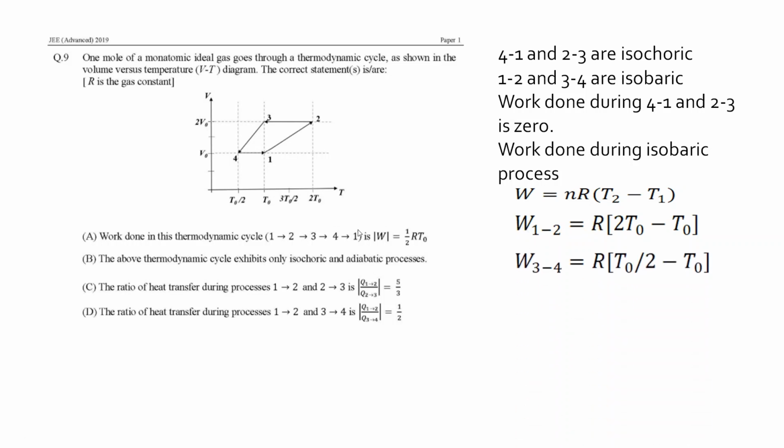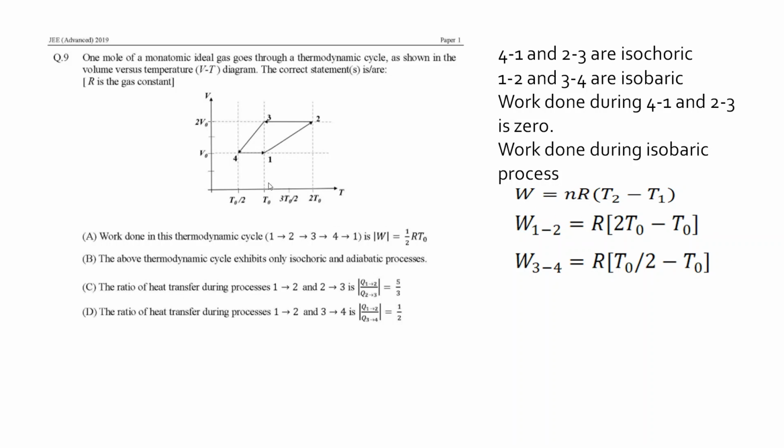Now work done during 3 to 4. Again R into the final minus initial temperature: the initial temperature is T0 and the final temperature is T0 by 2. So you see that the work done during this process is negative, and it is equal to minus R T0 by 2. Now this is something which you can understand from the graph itself.